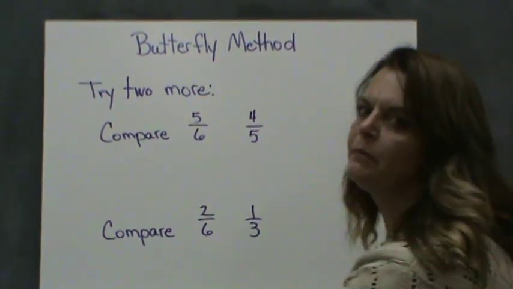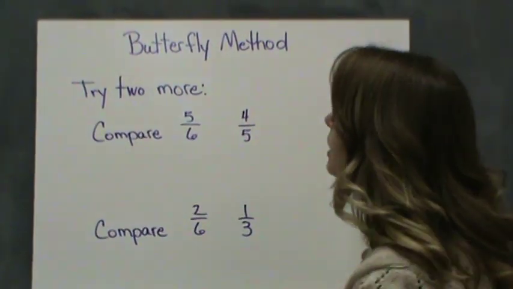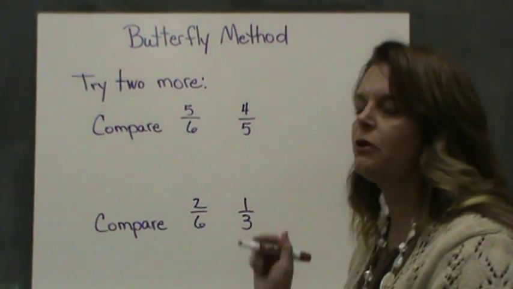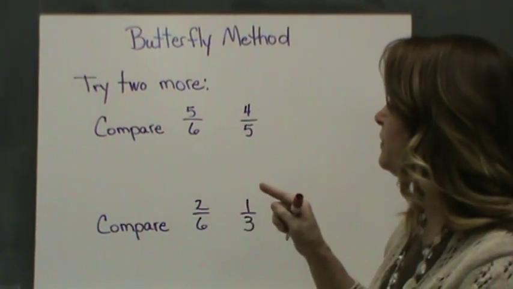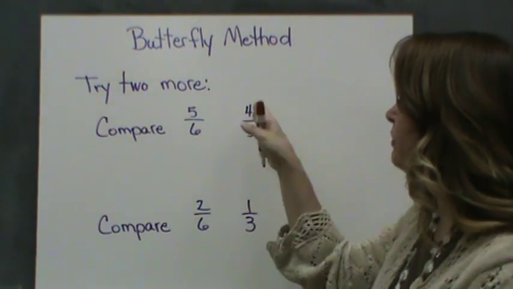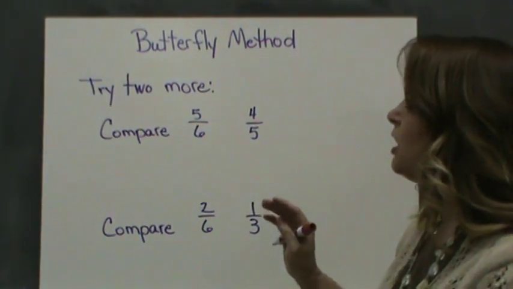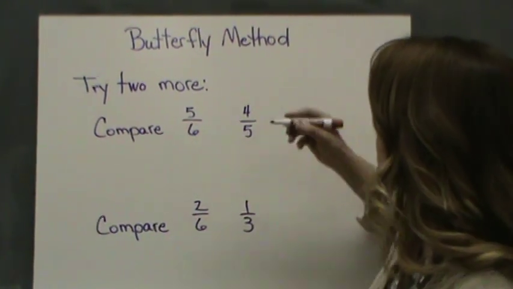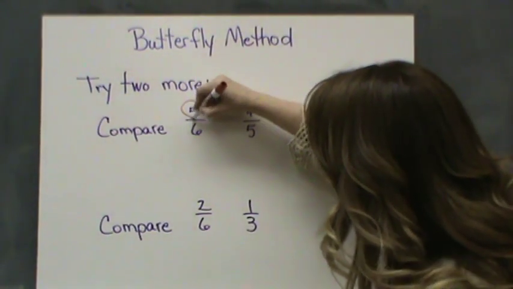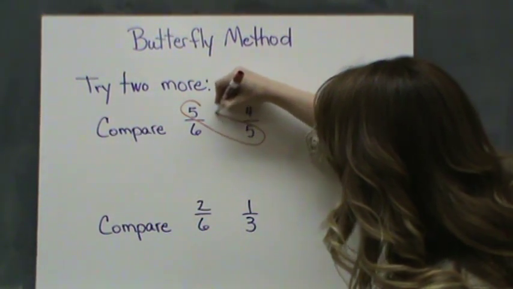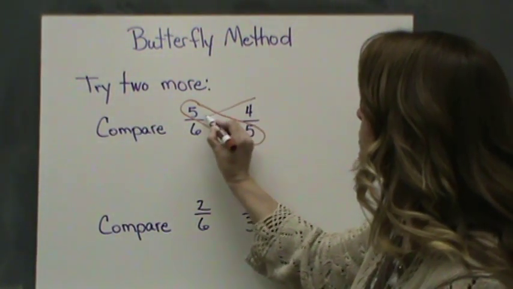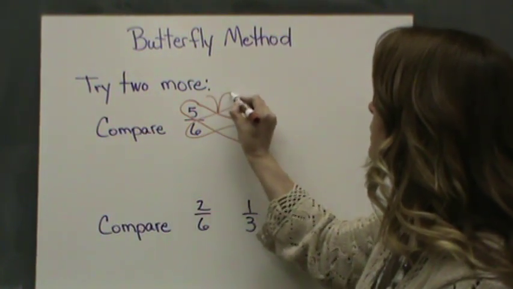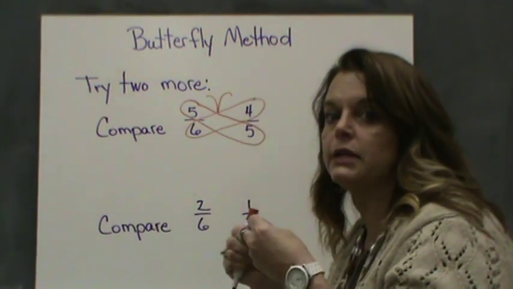So let's try a couple more of these so we know we have it right. I'm going to compare 5/6 to 4/5. And you can see those look like they're probably pretty close on the number line, but we have to know which one is greater. So I'm going to draw my butterfly wings. Don't forget the antenna, because that's going to hold my answer in.